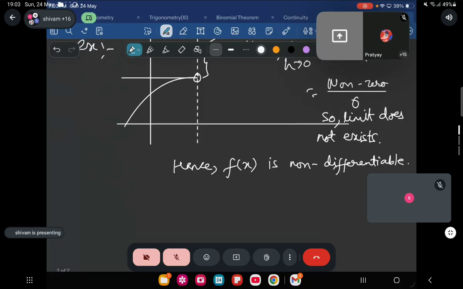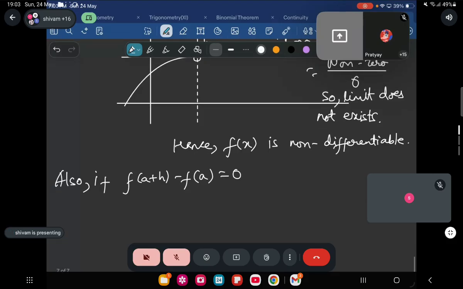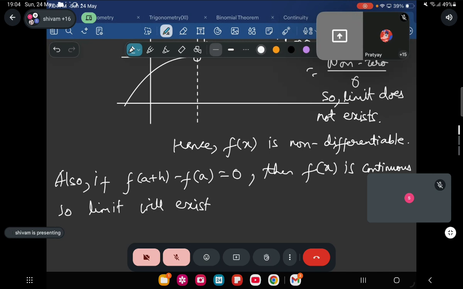Also, if f of a plus h minus f of a is equal to 0, then f of x is continuous. So the limit will exist, right?